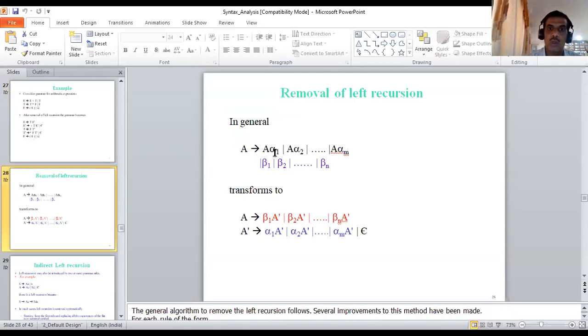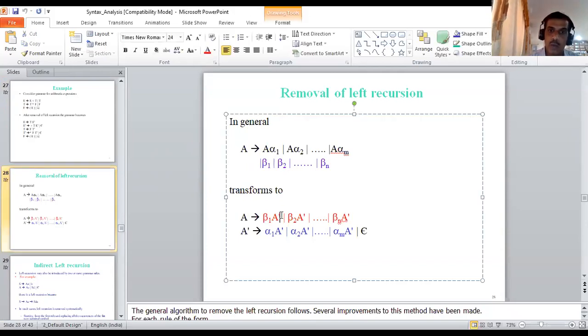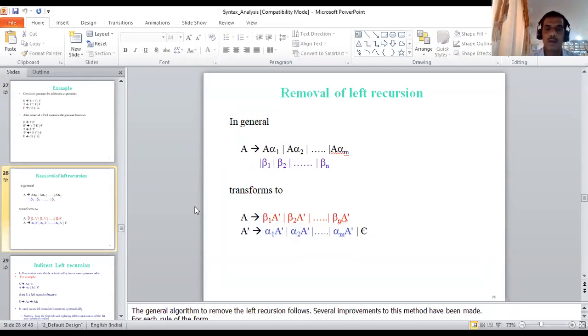So what we do? We consider beta 1, beta 2, beta 3 up to beta n as A tends to beta 1 A dash, beta 2 A dash, beta 3 A dash. Rather than one, you may have multiple. You will apply the same concept for the multiple productions with left recursion. And for the A dash, we'll continue the same thing. Am I clear? Yes, sir. So that is more than one left recursion. If you have it, you just follow the same thing. Only thing is that you will have multiple left recursion. So this is about direct left recursion.